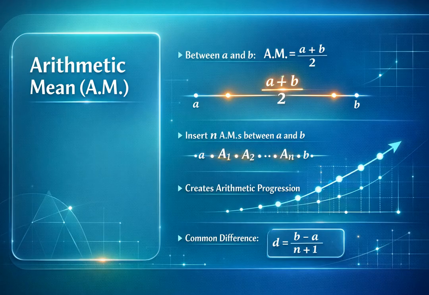The arithmetic mean between two numbers a and b is simply a plus b over 2. We can insert n arithmetic means between a and b, creating an arithmetic progression. The common difference becomes d equals (b minus a) over (n plus 1).